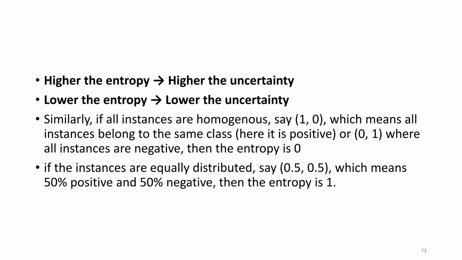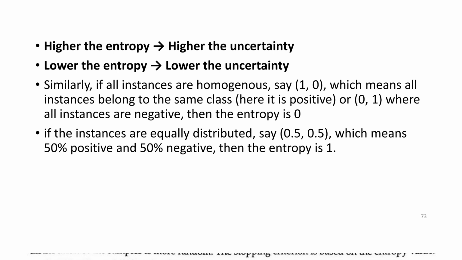In the other version, if the positive class is 0 and the negative class is 1, in that case also entropy is 0. So without calculating, we can substitute the entropy value 0 if nothing is there in one class and everything is in the other class. Suppose equally distributed, 50% positive, 50% negative. In that case, entropy value is 1. In all other cases, purity is mixed with impurity. The value ranges from 0 to 1.